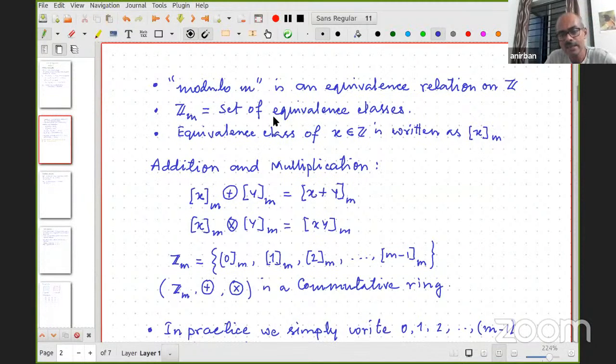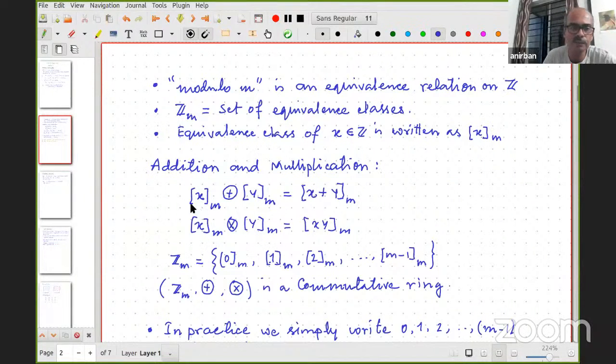All the equivalence classes can be written like this. That's one way to write it. We write x in brackets and put an m to emphasize that it is an equivalence class, the equivalence class which contains this integer x. Addition and multiplication are defined like this. I put a slightly different sign for addition, just to differentiate it from ordinary addition and ordinary multiplication. So this is my addition of these two equivalence classes, and here also the same.